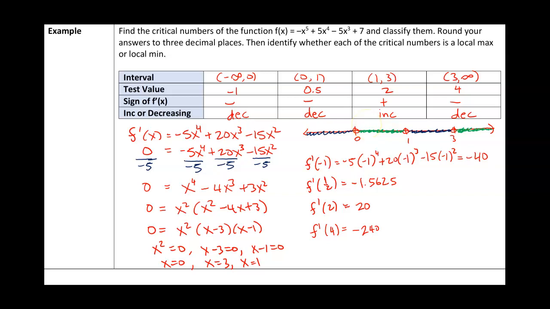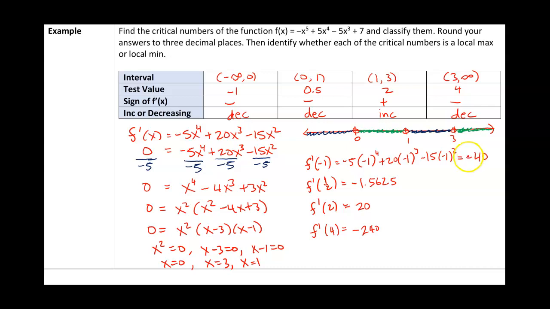Then I picked a test point in each of these. So in the first interval, I picked negative 1, anything to the left of 0. Between 0 and 1, I picked 1/2. Between 1 and 3, I picked 2. From 3 to infinity, I picked 4. Now we're going to take these points and plug them into the original f prime of x. Not the simplified one, but the original one. And you can use Desmos or a calculator to do this, and these are the values we get.